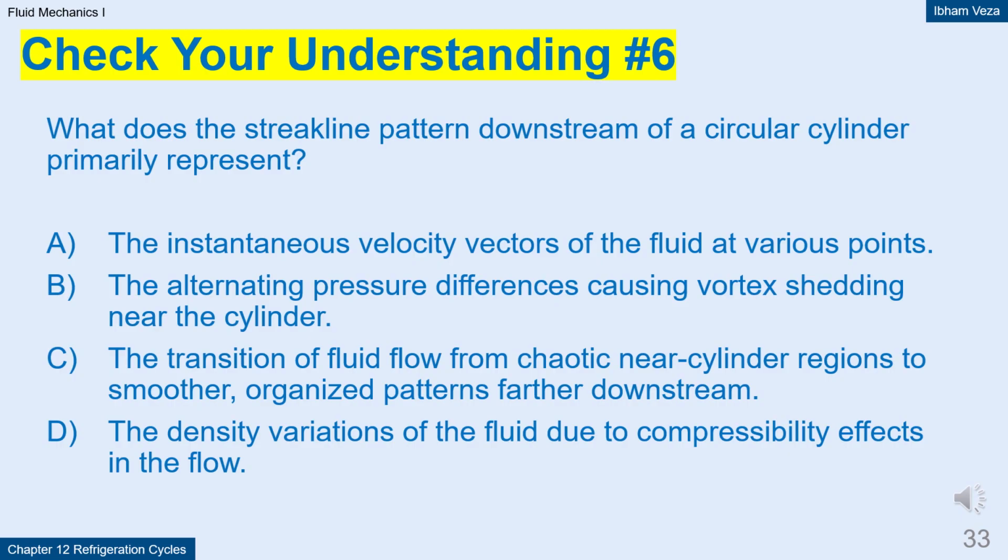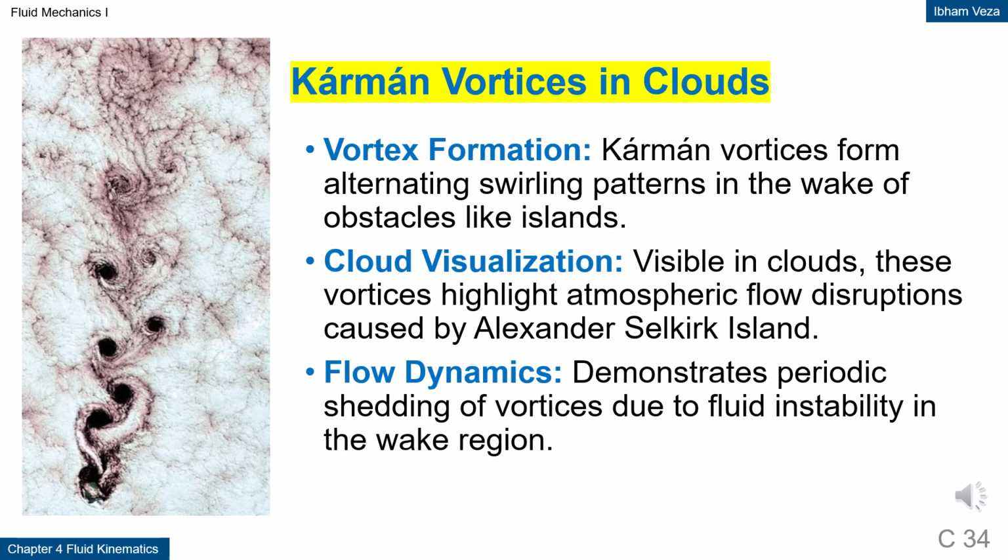Explanation of incorrect options. Option A, streaklines represent the path of fluid particles over time, not instantaneous velocity vectors, which are shown using vector diagrams. Option B, while vortex shedding causes the streakline patterns, streaklines do not directly depict pressure differences, they visualize the resulting flow. Option D, streaklines are not related to density variations or compressibility effects, they focus on visualizing fluid motion and patterns over time.